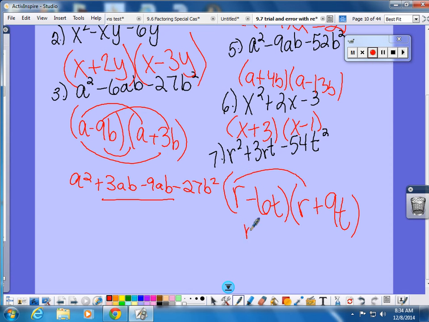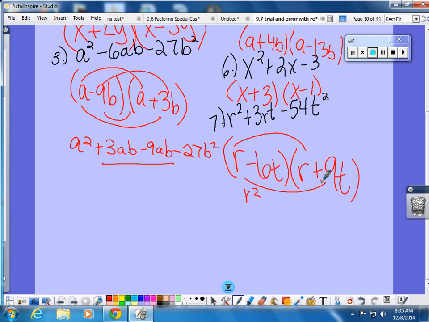If I do first, that's r squared. Outer is 9rt. Inner is negative 6rt. And last is negative 54t squared. And 9 minus 6 is 3. So you have to list your factors on the last number, even though I know it is a tremendous hardship and difficult to write all those things down for some people. But you do have to FOIL it to check. If you don't, it's just kind of like taking a stab in the dark and hoping it was right. But if I could know for sure I got the right answer, why wouldn't I? Why wouldn't I FOIL it out and know that I'm correct?